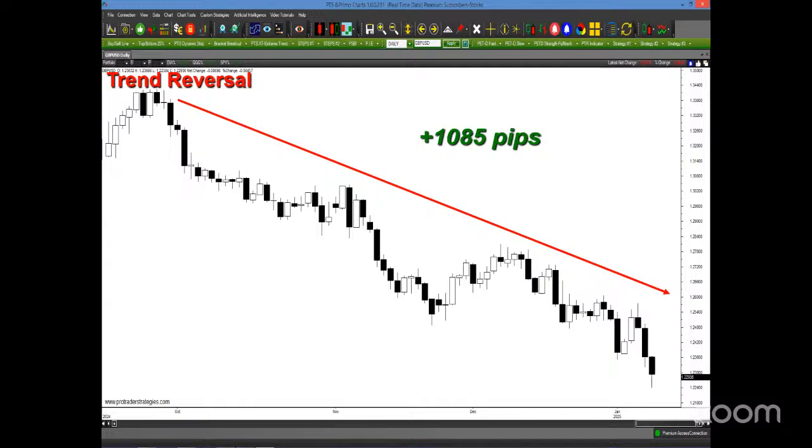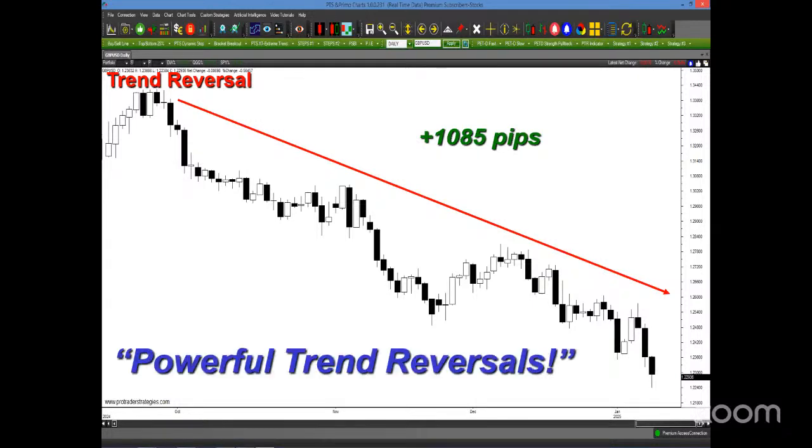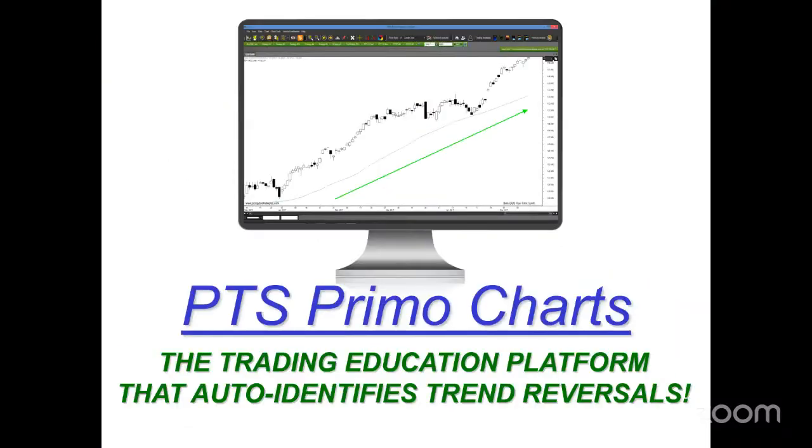With one click, you'll be able to find and identify where these trend reversals are by using our platform, the PTS Primo charting platform that I developed with Pro Trader Strategies that actually auto-identifies these trend reversal bars.